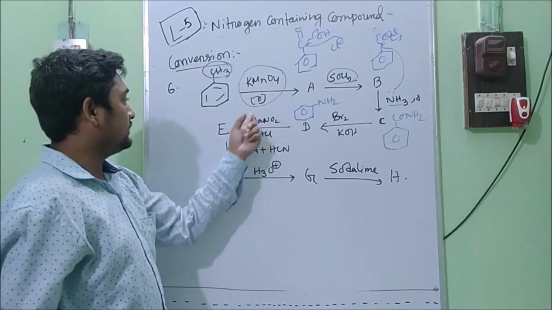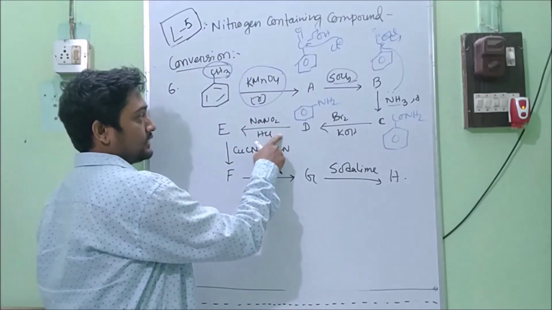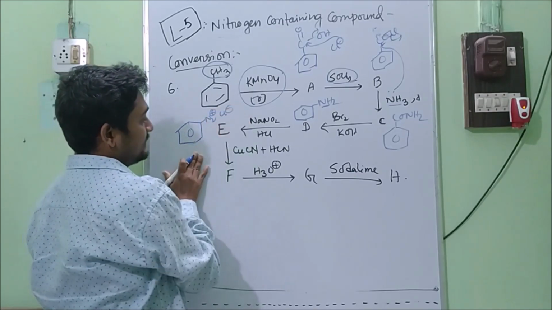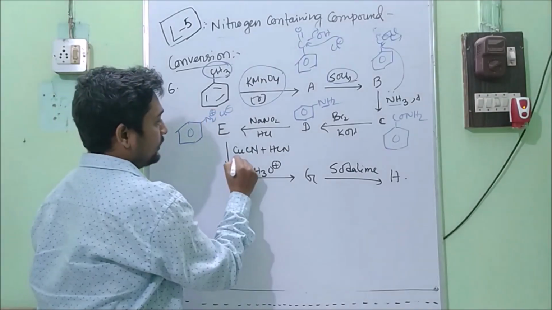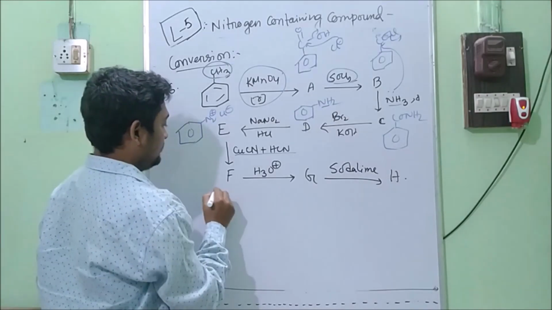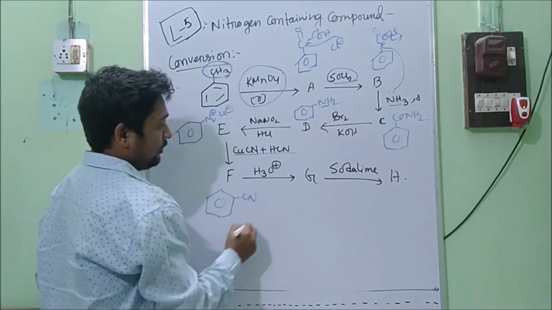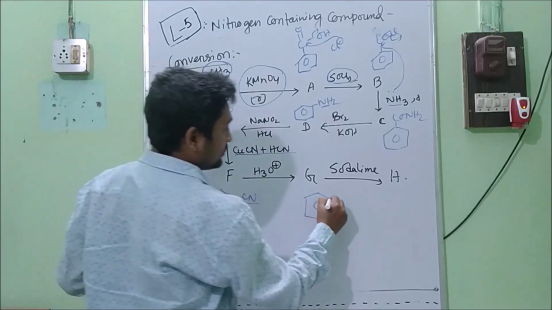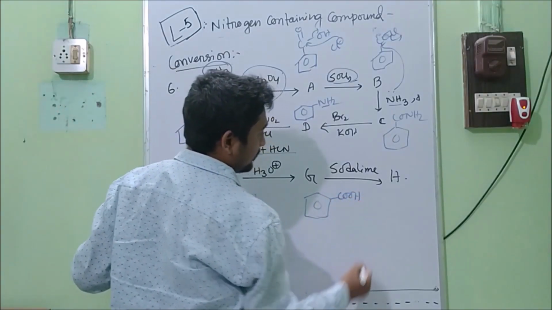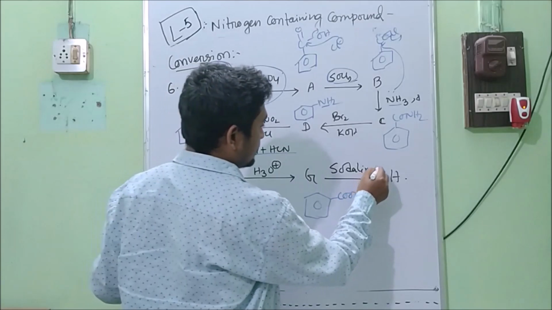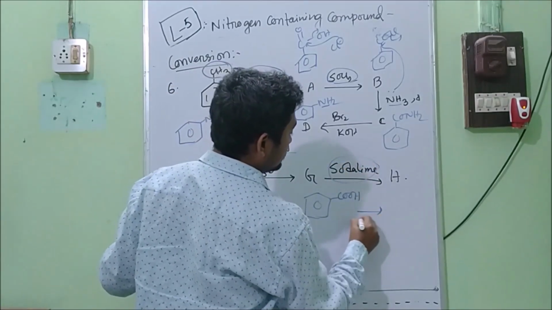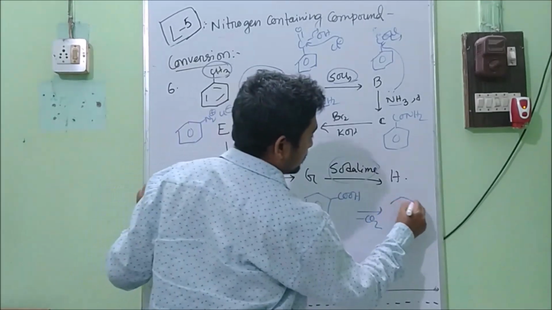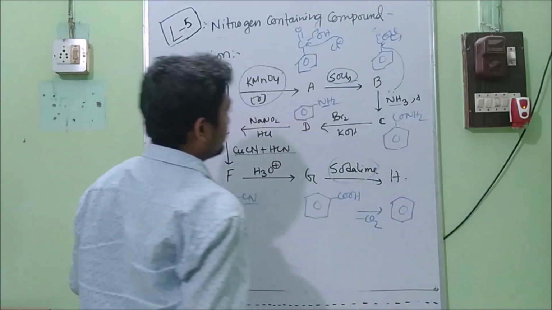Now on reaction with sodium nitrite and HCl, it is a diazo reaction, so this group will convert into N2 plus Cl minus, benzene diazonium chloride. On reaction with this, it will convert into CN. On hydrolysis, this CN group will convert into COOH. Again, on reaction with soda lime, there will be elimination of carbon dioxide, so we will have benzene.